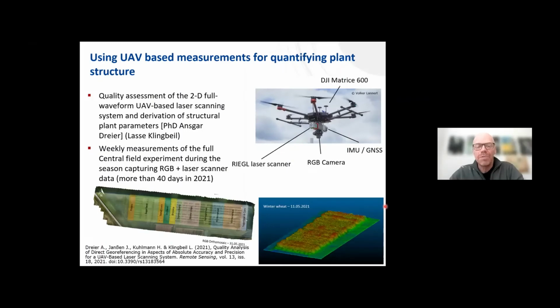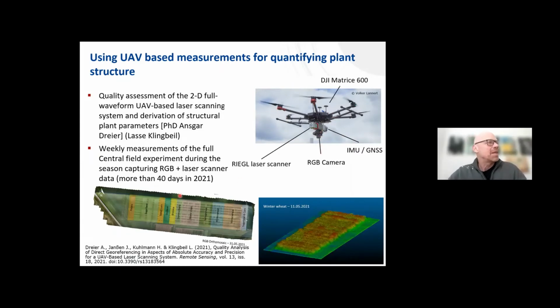Perfect. I hope you can see my slide again. So now, thanks Sven, after the overview on the close range measurements, I would like to move a little bit further away from the plant. The first project is coming from the PhD work of Ansgar Dreyer, supervised by Lasse Klingbeil. And Ansgar has mastered in the past months and years the challenge to mount a high resolution penetrating LiDAR system on a larger drone.